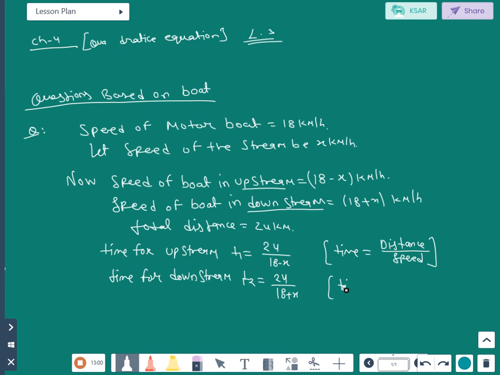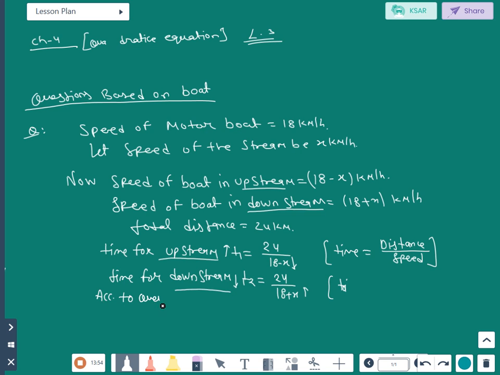Now I already told you in the train-based questions, which we discussed in the previous lecture, in which condition the train will require less time and in which condition more time. So here, students, in which case will the boat require less time and in which case more time? In downstream the speed is increasing, so time decreases. In upstream the speed is decreasing, so time is more. So in upstream the boat requires more time, and in downstream the boat requires less time. So how will we make the equation?